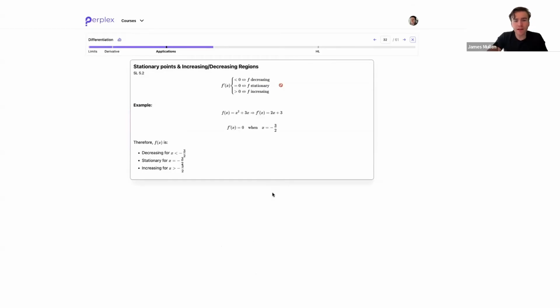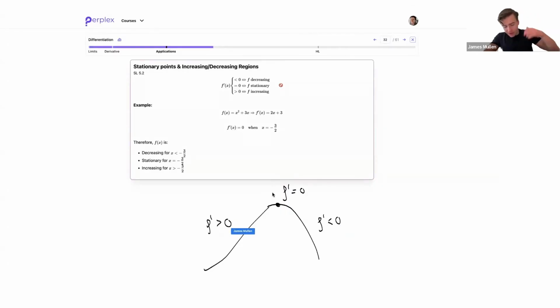Now, we have to talk about increasing and decreasing regions. So we say that a function is increasing when its derivative is positive, when it's sloping upwards. And we say it's decreasing when it's sloping downwards, okay? And we say that the points at which it is neither increasing nor decreasing are stationary points. So this is f prime equal to 0, f prime less than 0, f prime greater than 0.